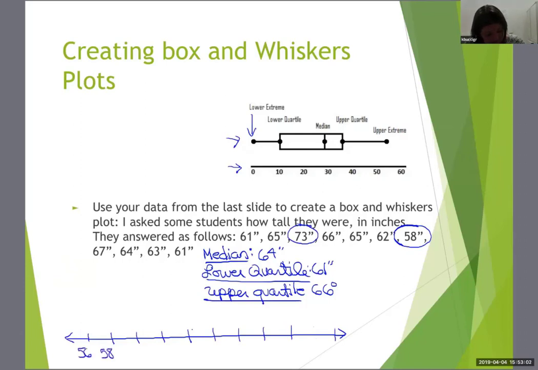This is not too exciting, and I don't care if you go by ones. Sometimes students are like, can we do that? You're going by twos. Yeah, guys, because I'm too lazy to label every number, so I'm doing every other.